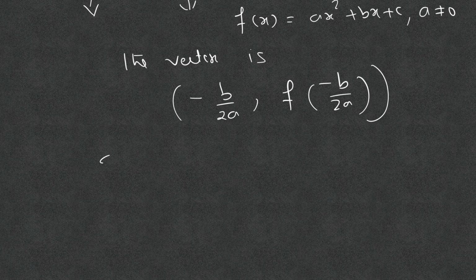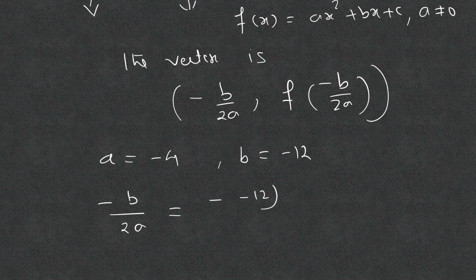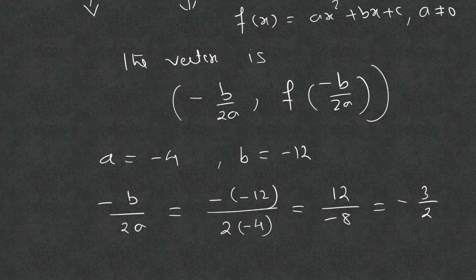For this question, a is negative 4 and b is negative 12. And so minus b over 2a is equal to minus of minus 12 divided by 2 times negative 4. This simplifies to 12 divided by negative 8, which equals negative 3 over 2.